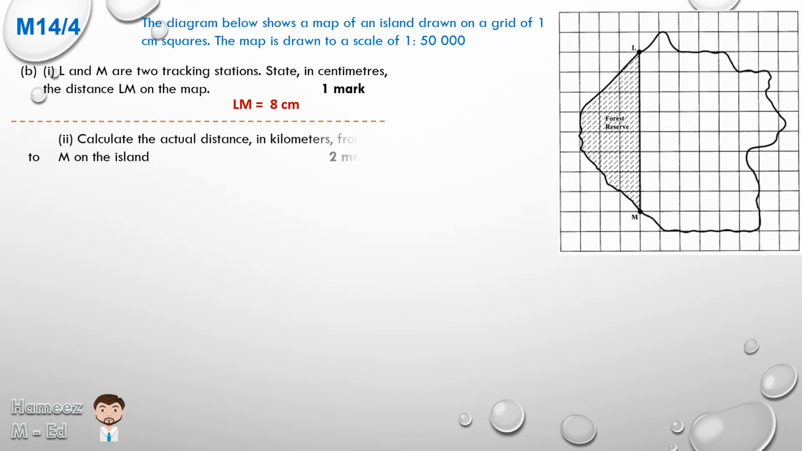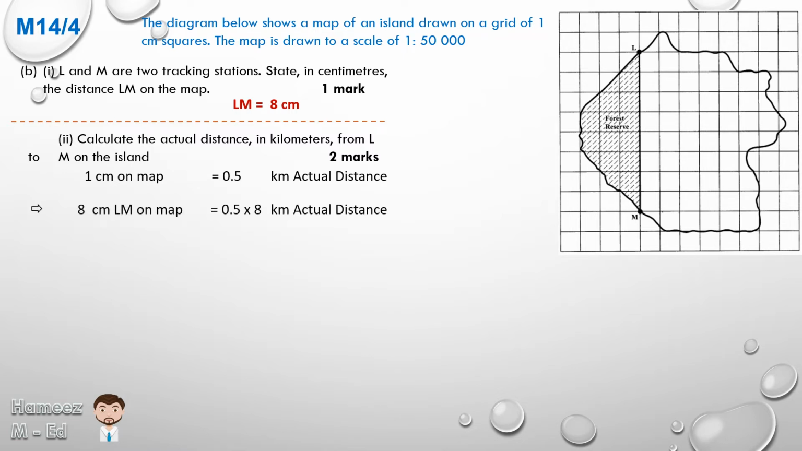Part 2. Calculate the actual distance in kilometers from L to M on the island. From part A before, we said 1 cm on the map is equal to 0.5 kilometers on the island in actual distance. So using that ratio, if we want to find 8 cm on the map, which is for LM, how do we go from the first line to this line? We multiply by 8 on the left-hand side, so we do the same thing on the right-hand side. We'll get 0.5 times 8 kilometers, which works out to be, what's half of 8? 4 kilometers on the island, or in actual distance.